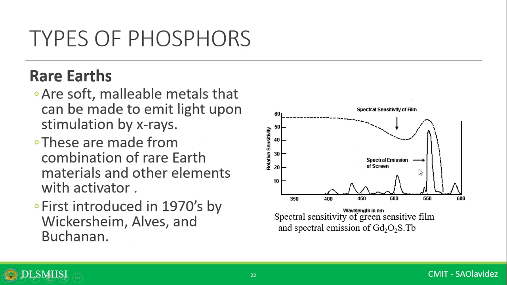Shown here is the spectral sensitivity of the orthochromatic film and the spectral emission of the gadolinium oxysulfide intensifying screen. As you can see, the peak sensitivity of our orthochromatic film is located at around 550 nanometers, and it is very compatible with the peak emission of our gadolinium oxysulfide intensifying screen, which also has a peak emission at around 550 nanometers.